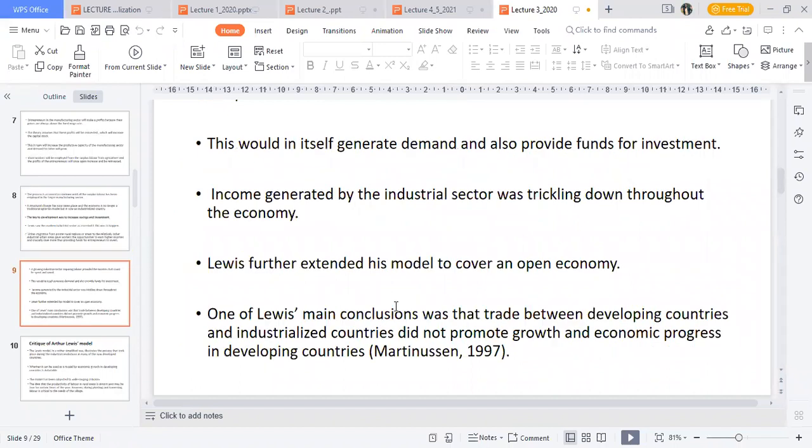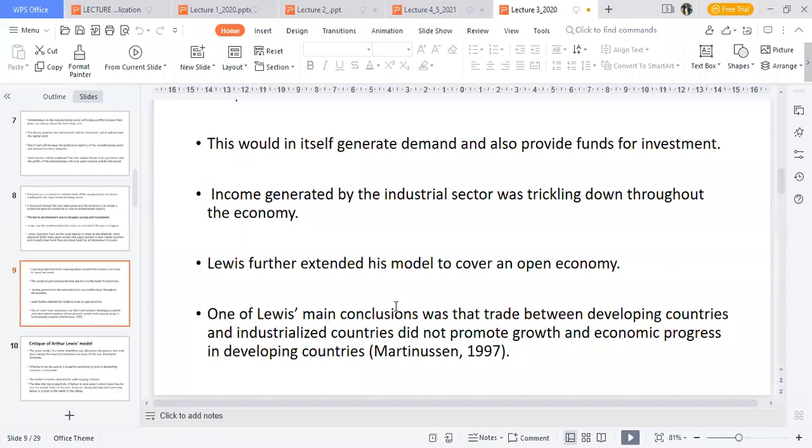Okay. This will in itself generate demand, and also provide funds for investment. Income generated by the industrial sector was trickling down through the economy. Lewis further expanded his model to cover an open economy. So initially, when I started, I said it works in a closed economy. But Lewis said it could also work in an open economy. One of Lewis' main conclusions was that trade between developing countries and industrialized countries did not promote growth and economic progress in developing countries.